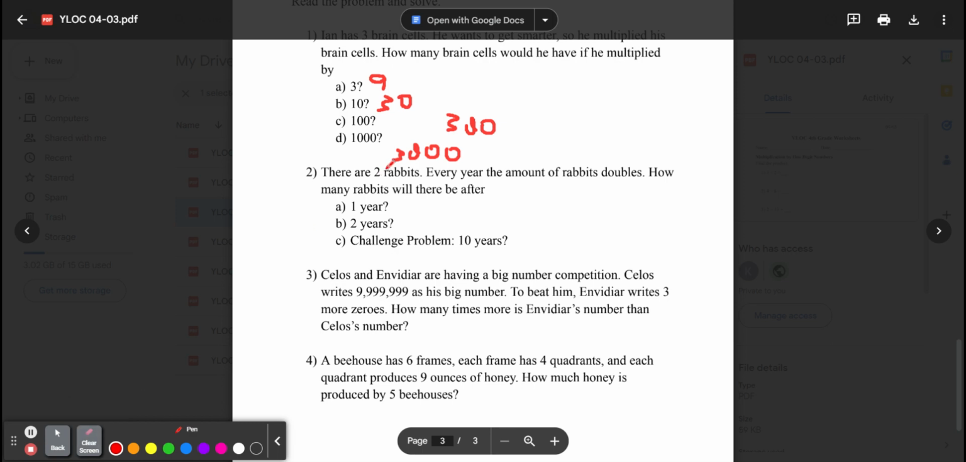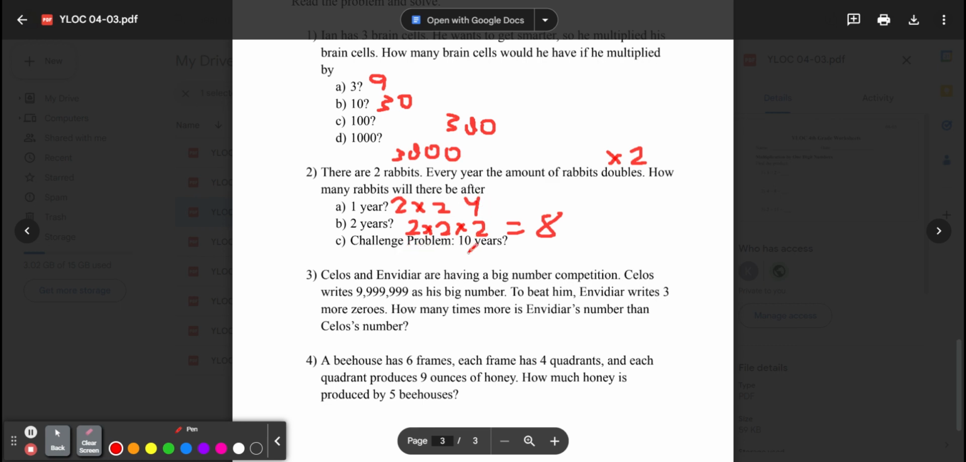Here we have 2 rabbits, and every year the amount of rabbits doubles. Doubling is the same as multiplying by 2. So after 1 year, every year it doubles, so we'll multiply by 2 to get 4. After 2 years, well, we'll be multiplying by 2 twice because we doubled once and then we double again, which will give us 8. As you can see, that 8 is double 4.